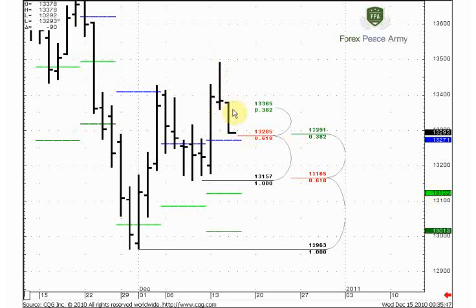So now market approaches this strong area of support. So this is not the place to establish any short positions, because this is confluence support, this is weekly pivot point.